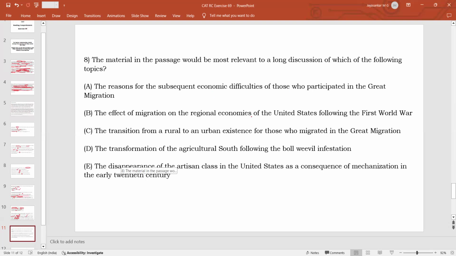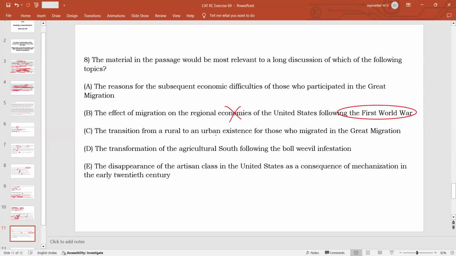Option B, the effect of migration on the regional economies of the United States following the First World War. So the passage is not discussing the economic situation of the United States or the regional economies of the United States or the effect of the First World War on the regional economies. These are all supplementary ideas. So there is not enough material in the passage to support a discussion regarding this idea. So you cannot have this as an answer.